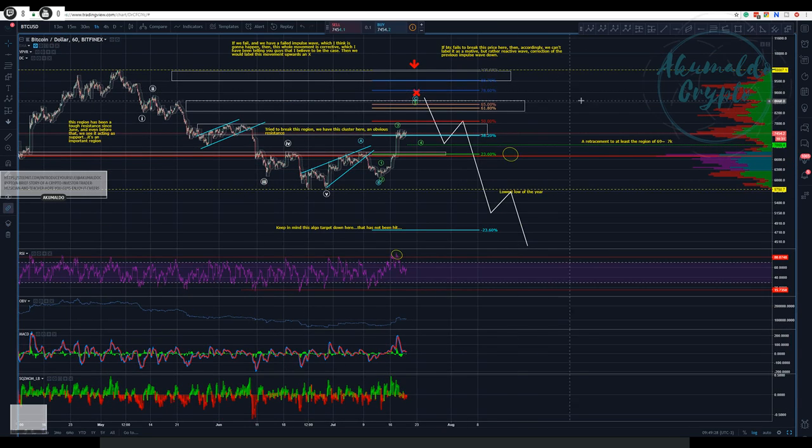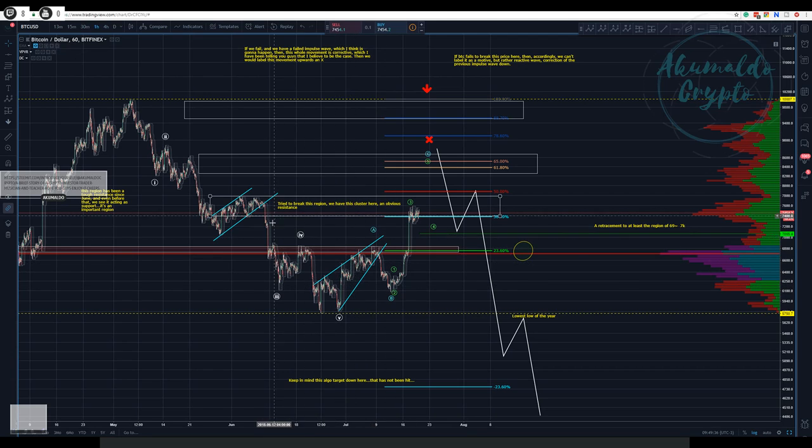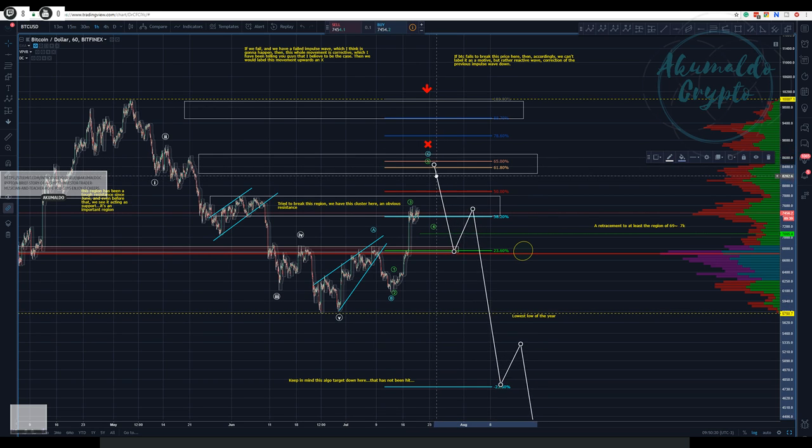This is one scenario. Let's consider if we don't have this scenario. This is a different count. What if we don't have a motive impulse wave here? What's happening here is a correction of this whole motive impulse wave down. It is possible, an A, B, C. And then we fail to break this resistance. We might break this one, as we have, and we are now correcting it, but we fail to break this resistance, for instance. We have an X here. We fail. And then we get to perhaps 8,500, but we start going down.